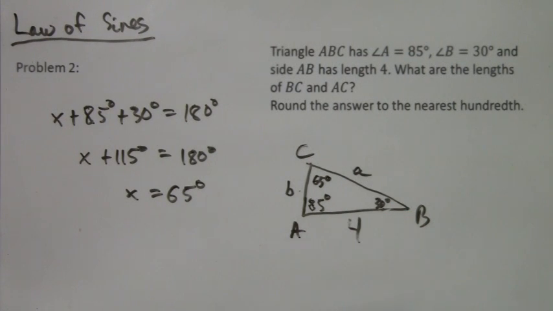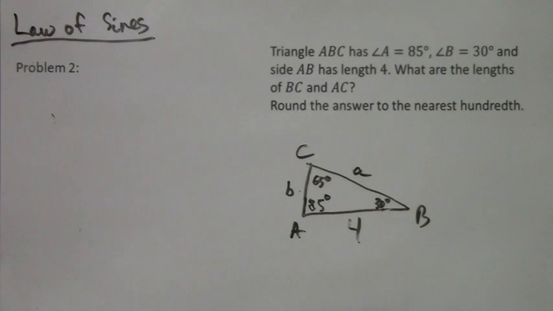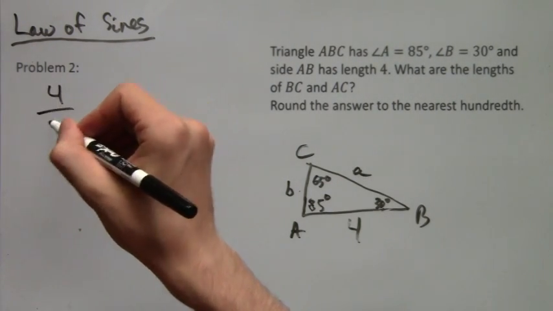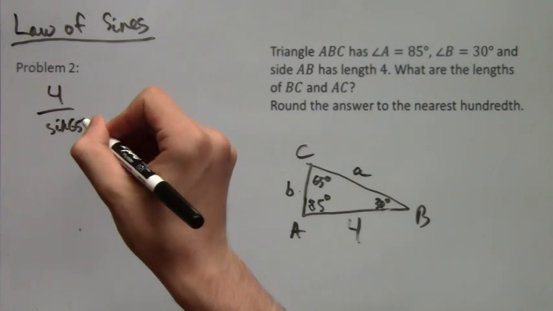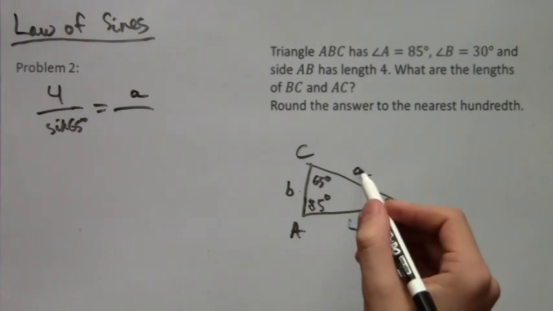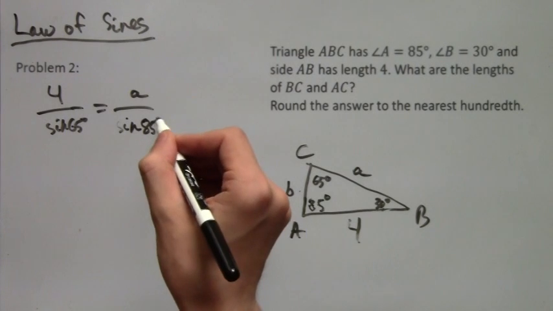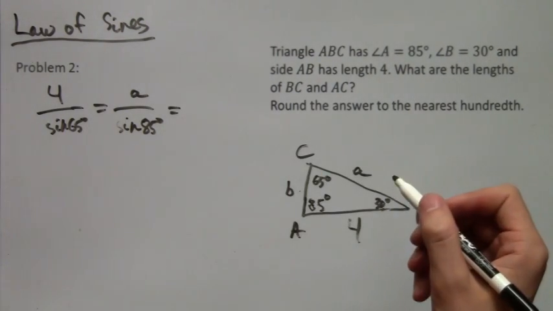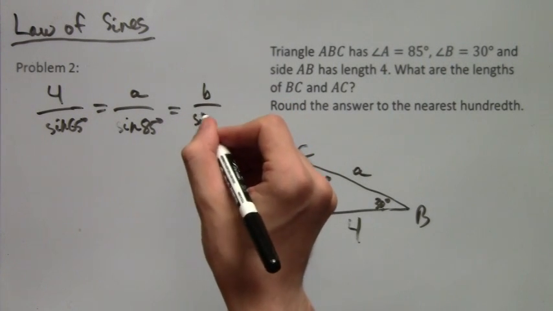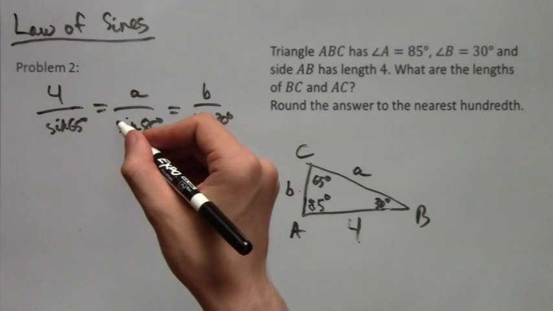Now we can just apply the law of sines. So the law of sines tells us that 4 over the sine of the opposite angle, 65 degrees, is equal to a over the sine of the opposite angle, 85 degrees. And that is equal to b over, and b is opposite from 30 degrees, so it's b over sine of 30 degrees. So now we just got to solve for a and b just like we did before.